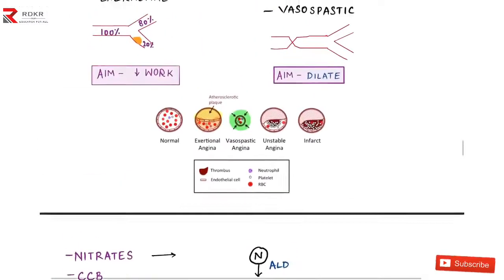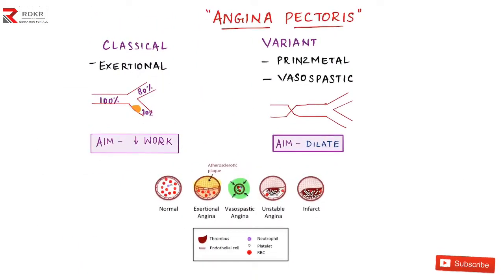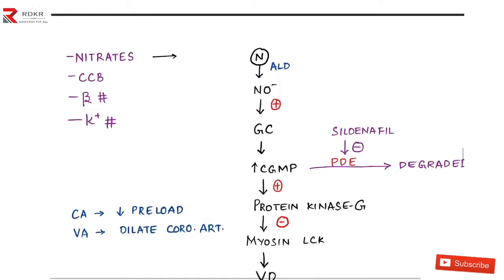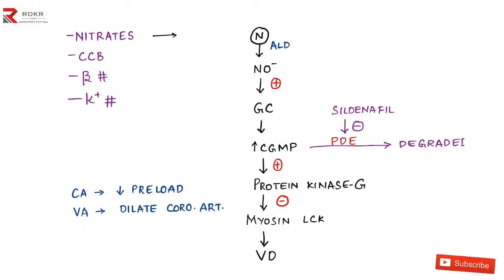And what is our main aim in both anginas, the classic and the variant? To decrease the work and to dilate the vessels. For that we use the dilator drugs, that is nitrates. The nitrates will dilate the vessels, and the other three, the calcium blockers, beta blockers and potassium channel blockers, will decrease the pumping action or the heart rate, which we will discuss in the latter part of the video. First, let us know about the nitrates' mode of action.